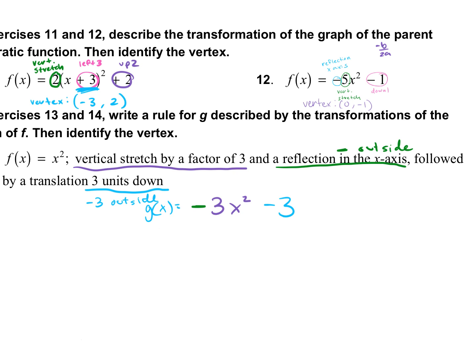So now let's find our vertex. Perfect. This one looks super similar to what we just did in 12. So our vertex would be 0, comma, -3. Good job, Coy.